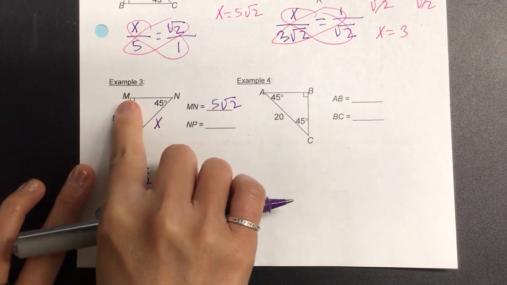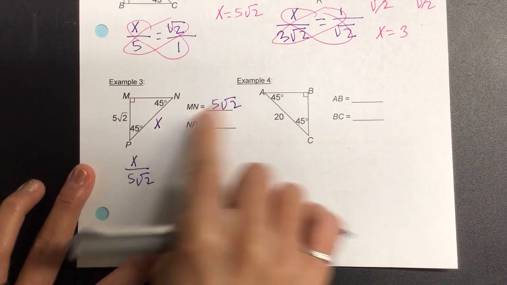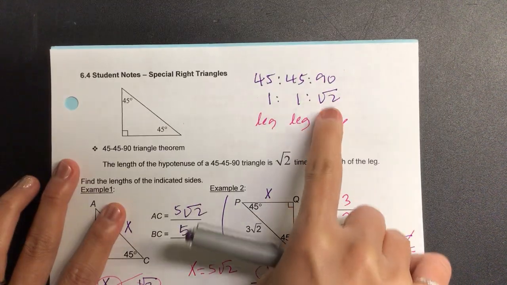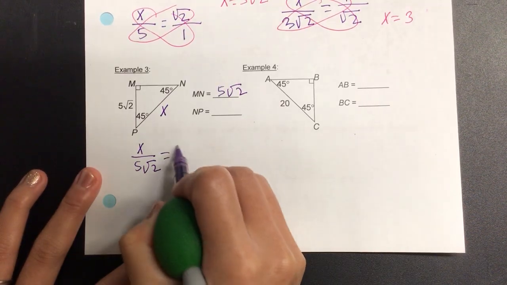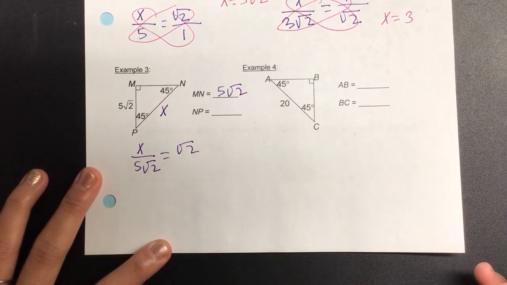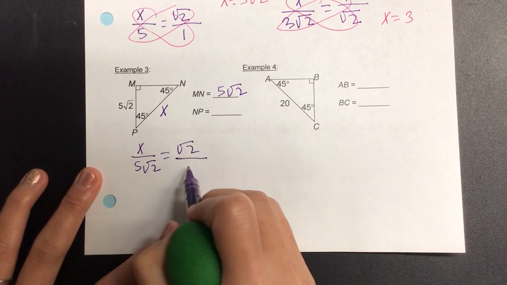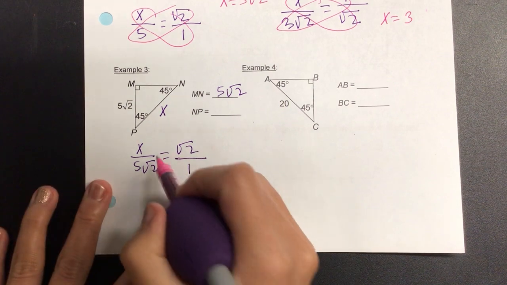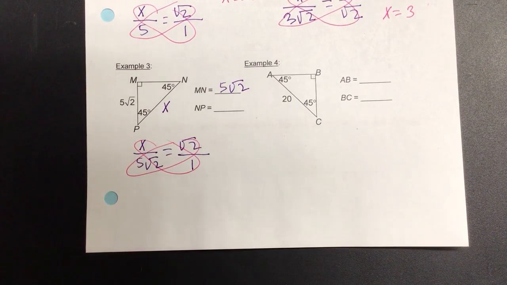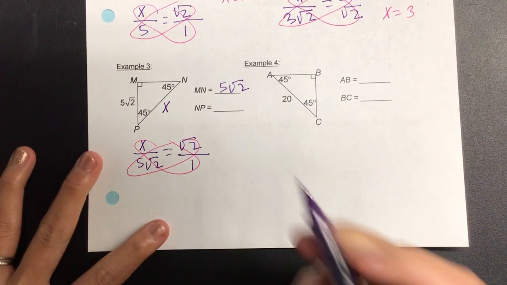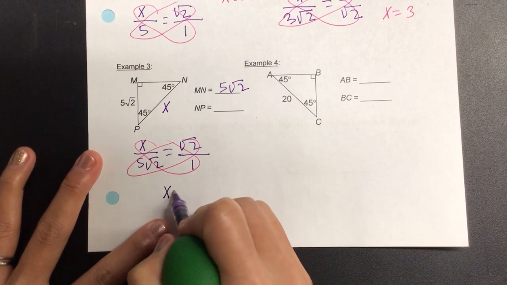My x is opposite of what angle? 90. So when I go to my ratio, what number is opposite of the 90? Radical 2. 5 radical 2 is opposite of 45. Looking at the ratio on the top, what number do I need? 1. And then we need to cross multiply. When I do, we get x times 1 is x, which is fine.